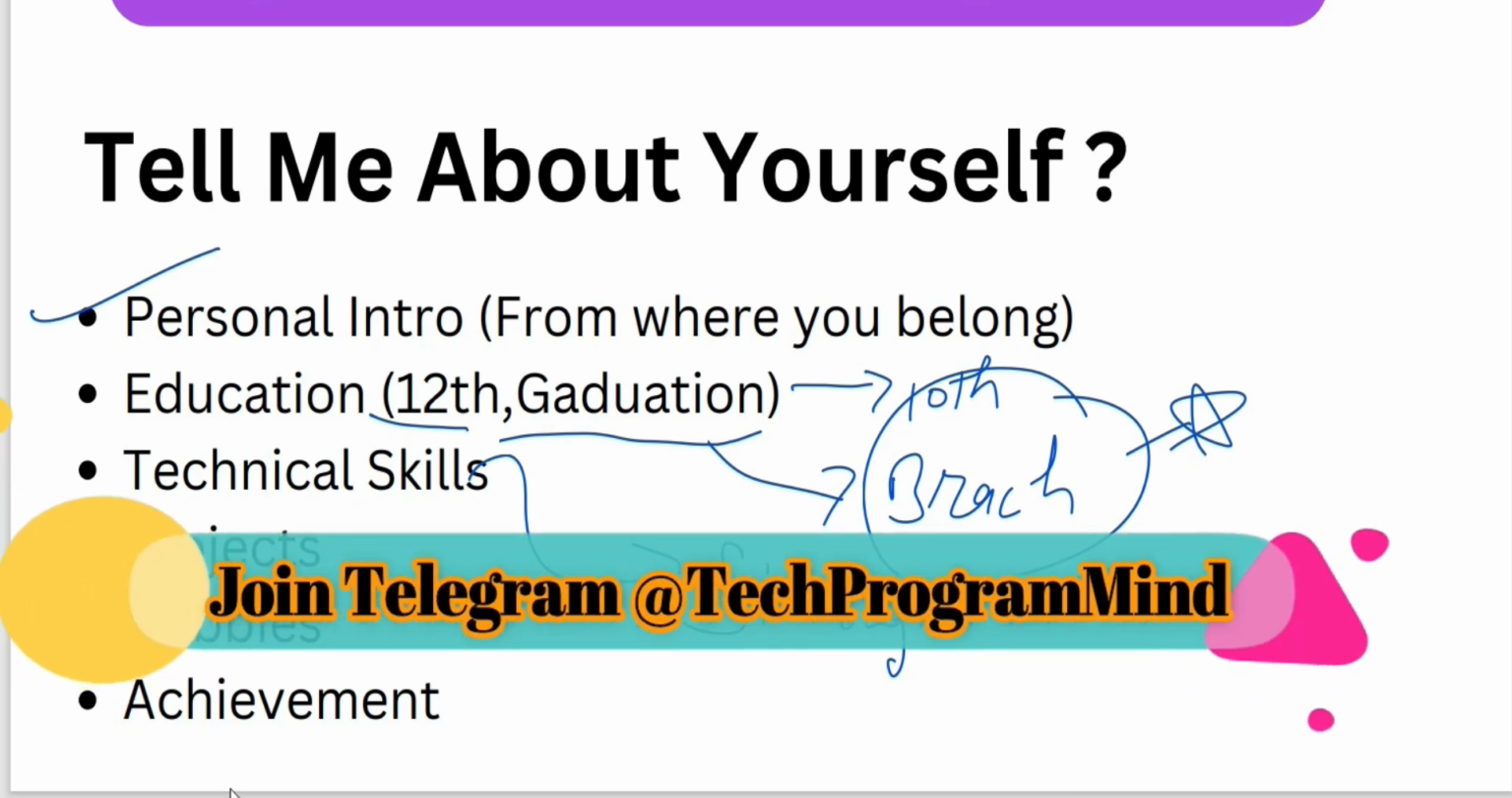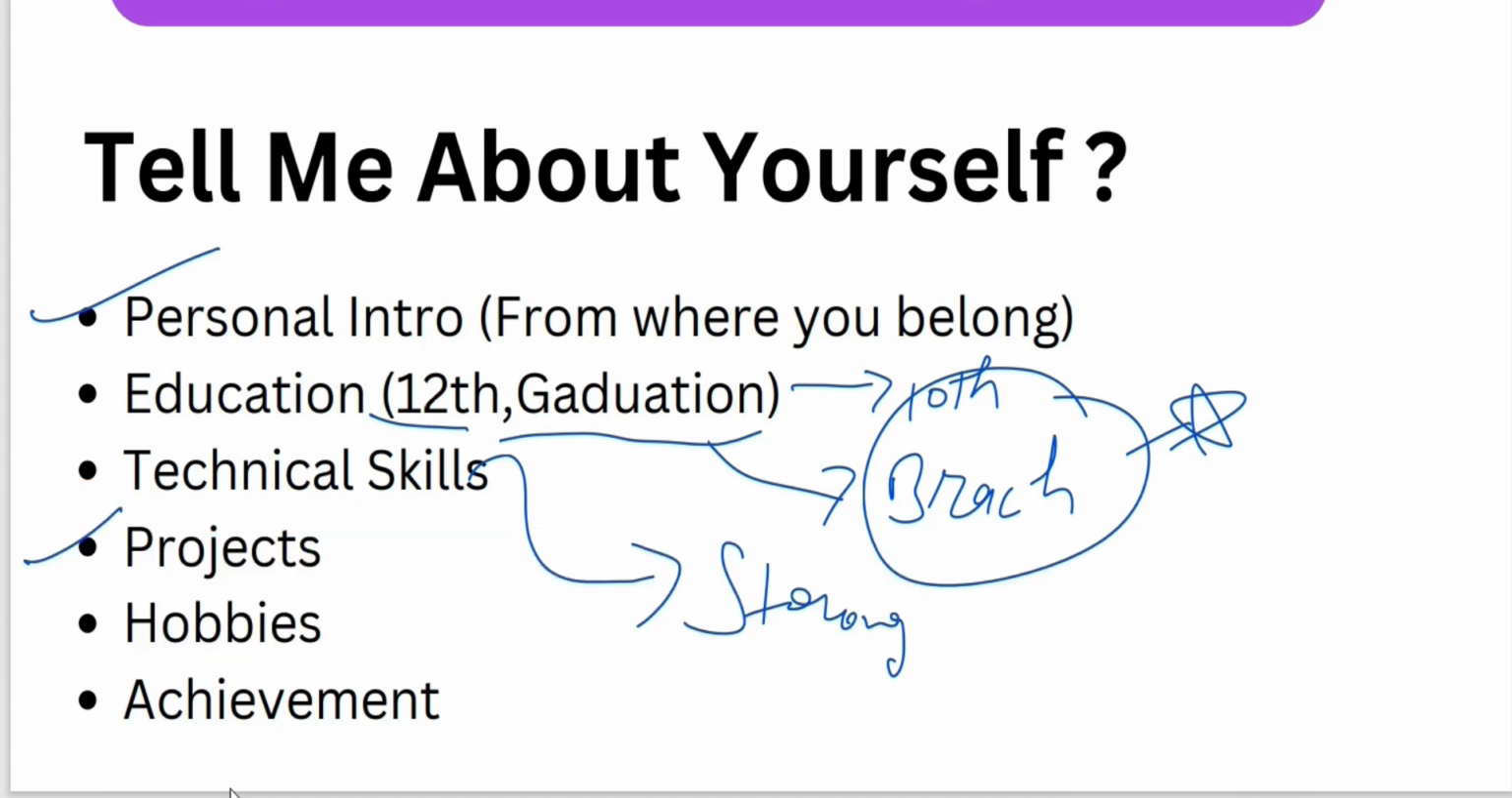The fourth input is projects. Always include a project, like if you have worked on web development or Android development, please mention those projects in your introduction, and also mention whether the project is a group project or you have done it alone. This is the fourth input. And the fifth point is hobbies.